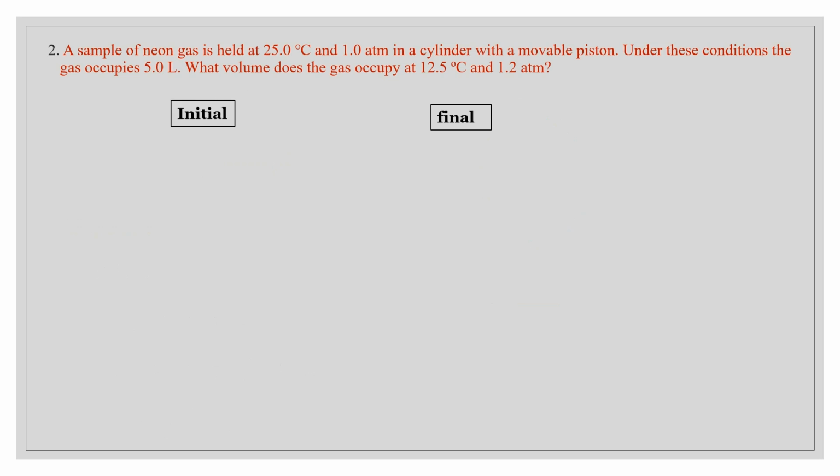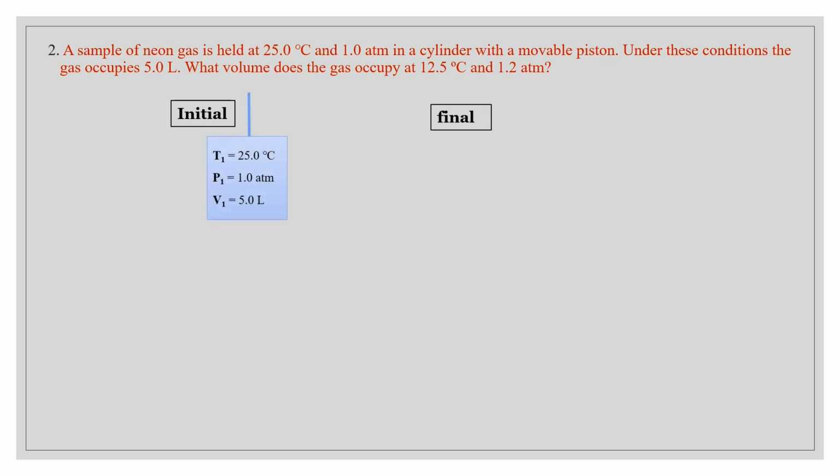Second question. A sample of neon gas is held at 25 degrees Celsius and 1 atm pressure. Under these conditions, the gas occupies 5.0 liters. What volume does the gas occupy at 12.5 degrees Celsius and 1.2 atm? Again, let's read the question and identify the initial conditions and the final conditions.